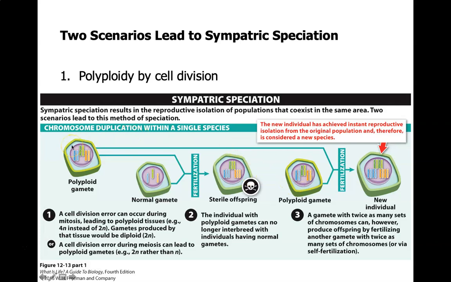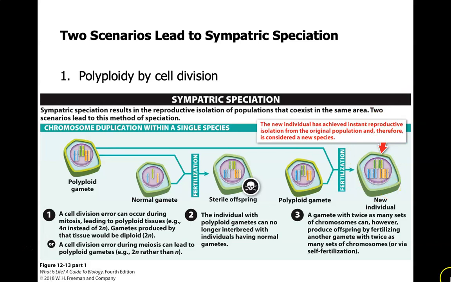But what happens if you have 2 polyploid gametes combine? Then you end up with an individual that has extra copies of each one. Now we have, instead of having 2 copies of each type, 4 copies of each type of chromosome. Now this results in speciation because this individual can no longer mate with this original parent or even the normal gamete, because their chromosomes are not going to separate correctly during meiosis. So in this case, we have an instant reproductive isolation.